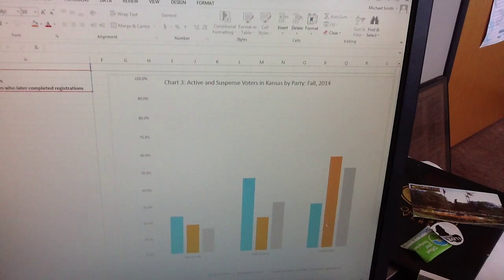The big story is over here on the right. These are our unaffiliated voters. And as you can see, there are far, far more suspense voters who are unaffiliated than there are active voters as a percentage who are unaffiliated, and almost as many of the suspense voters who completed their registrations are unaffiliated. So the numbers come out like this.